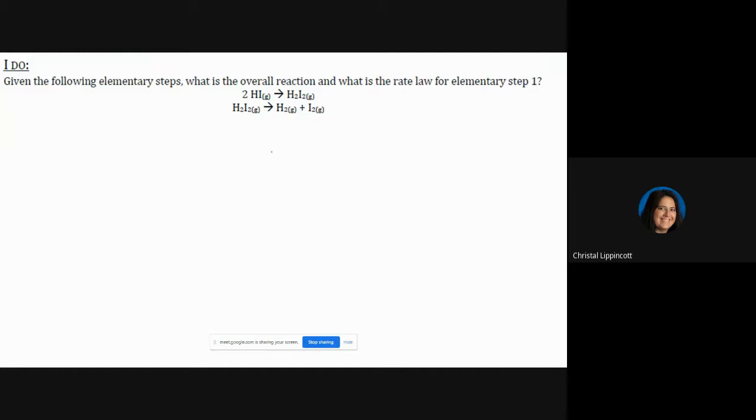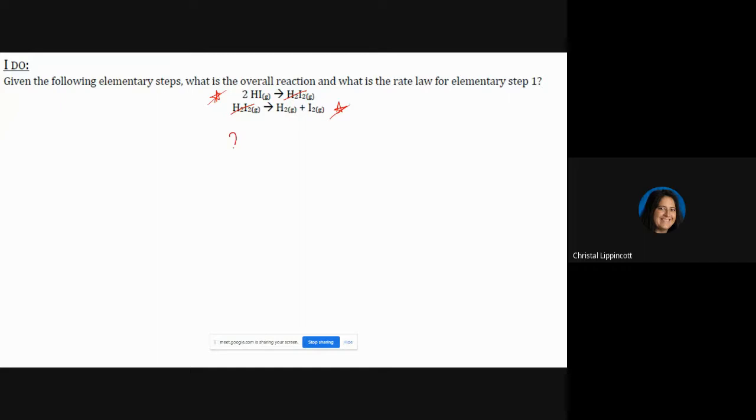All right. So here, given the following elementary steps, what is the overall reaction and what is the rate law for elementary step 1? So if we look at this, we're going to get rid of our intermediates. We don't have anything called catalyst here, which we'll get into further later on. The catalyst is something that appears here and appears in the final, and they end up canceling each other out. Okay. So they said that we wanted the overall reaction, and the overall reaction should end up balancing.